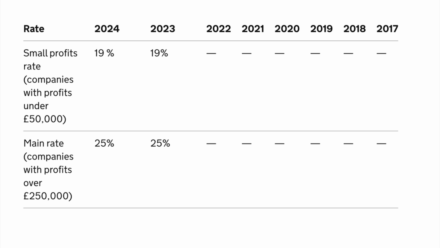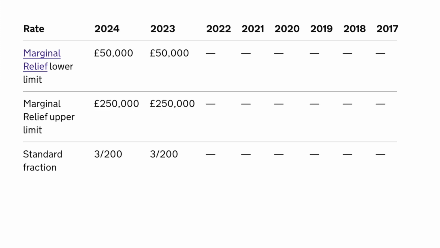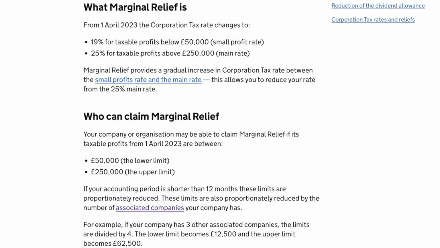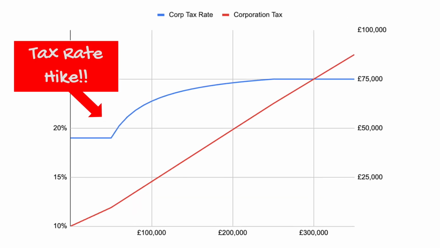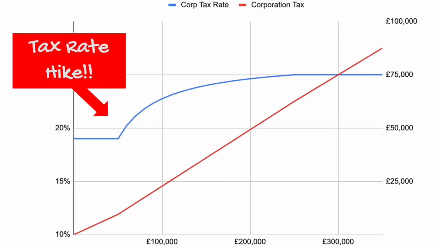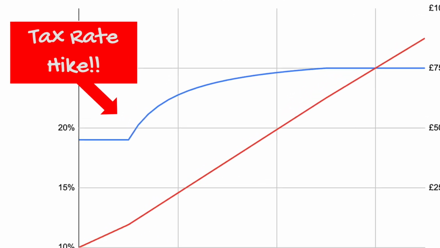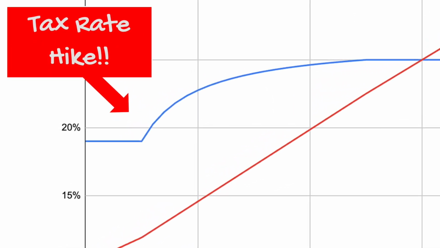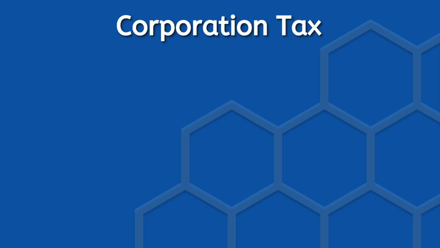What about those earning between 50k and 250k? Well, then we've got something called marginal relief. Marginal relief provides a sliding scale of corporation tax for profits between 50k and 250k, although it's more like a marginal mess because instead of a smooth transition, businesses in this range suddenly end up paying an unexpected 26.5% on extra profits. Let's walk through how to calculate corporation tax.